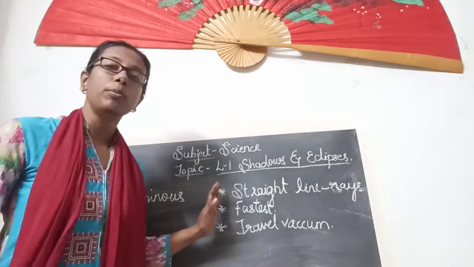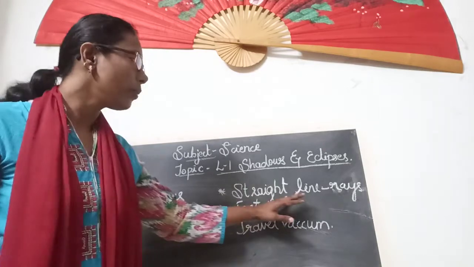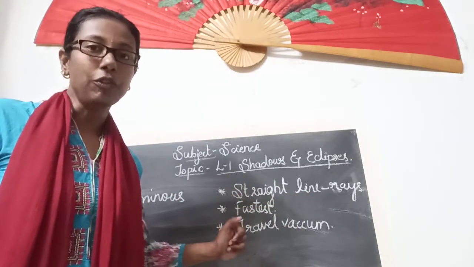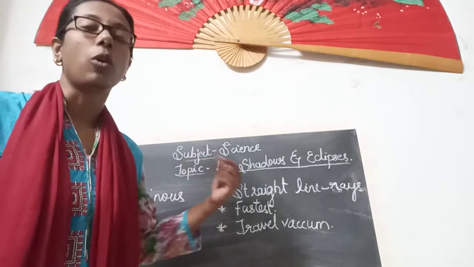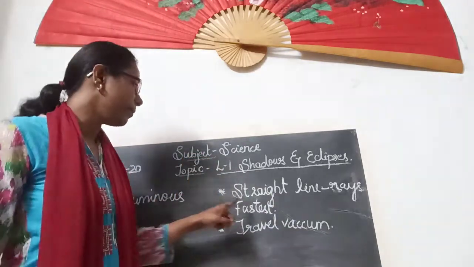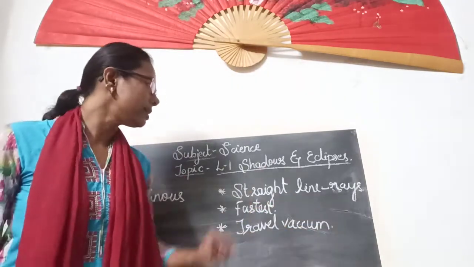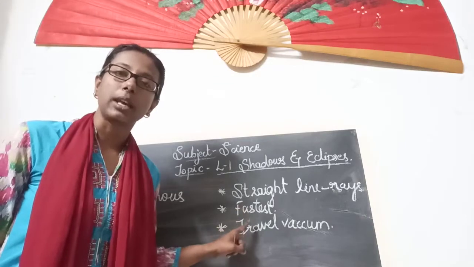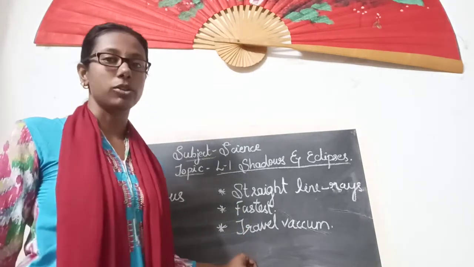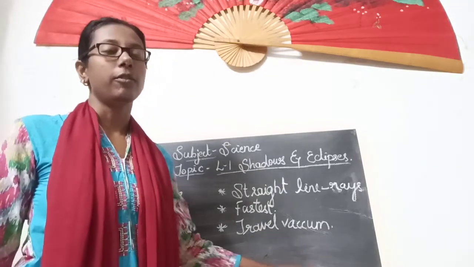So these are the properties or characteristics of light. Along with this, light has the characteristic of bouncing back, or causing reflection also. Okay, keep that in mind. So light travels in a straight line called rays. It is the fastest thing in the universe. The speed of light is 3 lakh kilometer per second. And it also travels in vacuum.